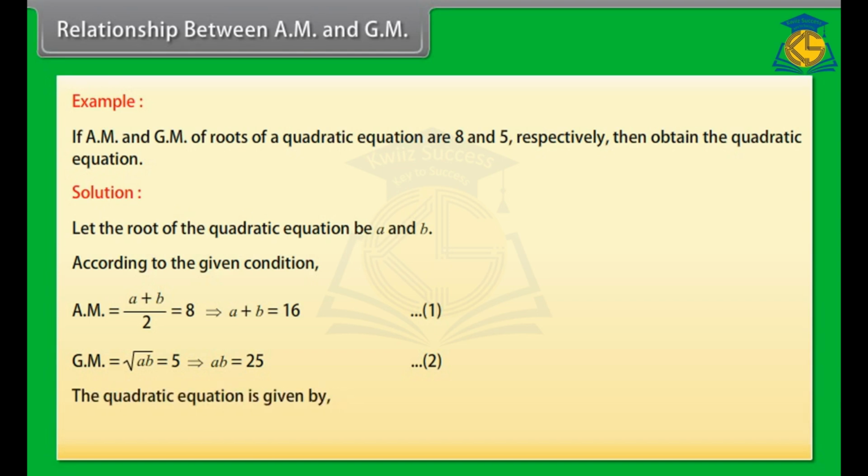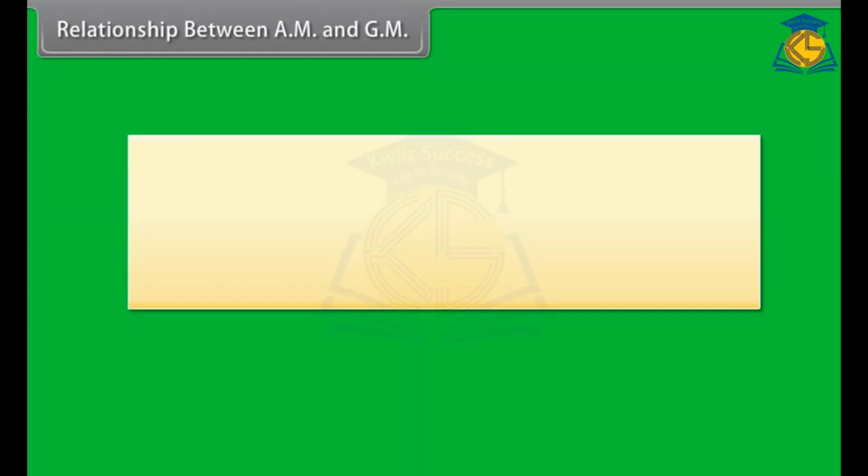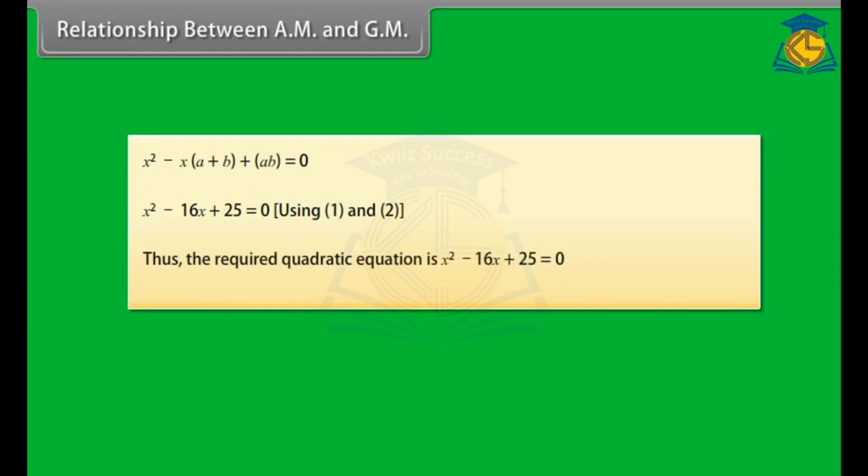The quadratic equation is given by x square minus x into sum of roots plus product of roots is equal to 0. x square minus x into (A + B) plus AB is equal to 0. x square minus 16x plus 25 is equal to 0, using equations 1 and 2. Thus, the required quadratic equation is x square minus 16x plus 25 is equal to 0.